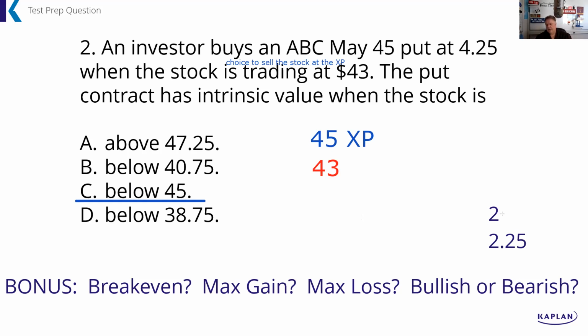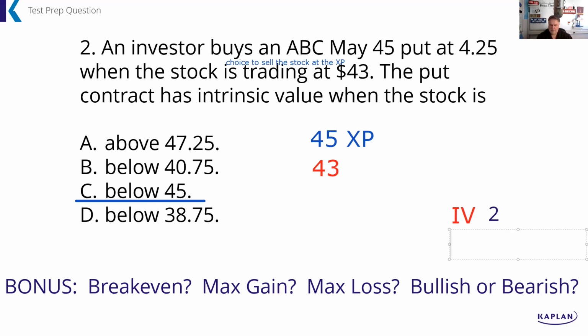By the way, over here, you see I have the 2 of intrinsic value and the 2.25, which is time value. So we look over here, where the premium is 4.25, so that's intrinsic value, and that is the time value.